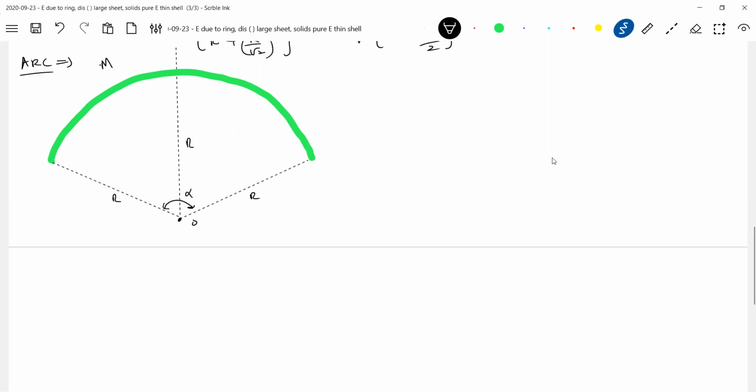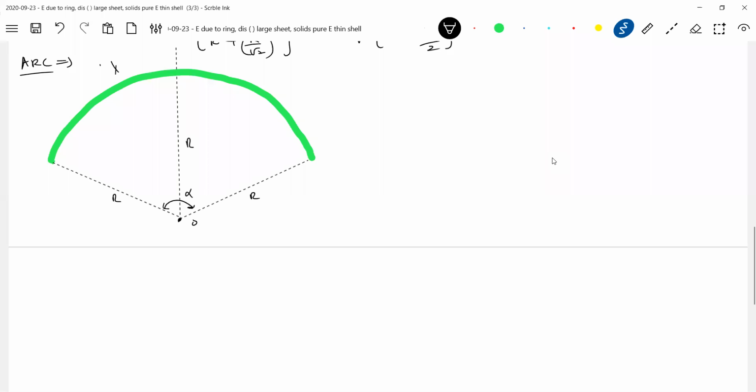First we'll calculate that one. Then we will modify this for different shapes. Arc means semicircle, ring, quarter circular arc. Anything it will come. Let's go for the generalized one. Rather than m, let me define linear mass density lambda. What is a linear thin wire? Thin wire, it is made in the form of a semicircle.